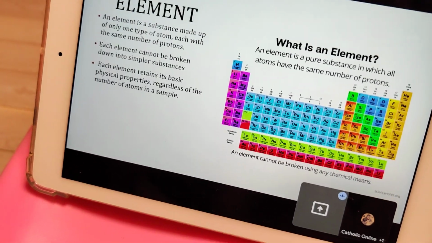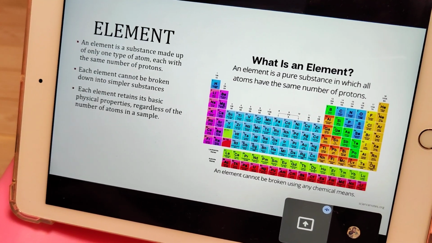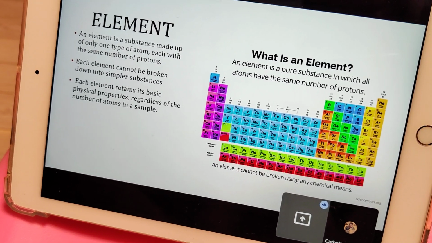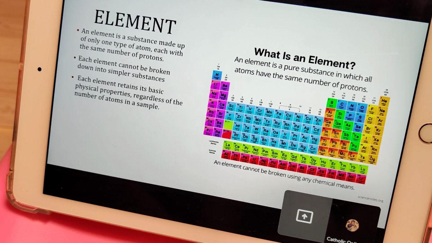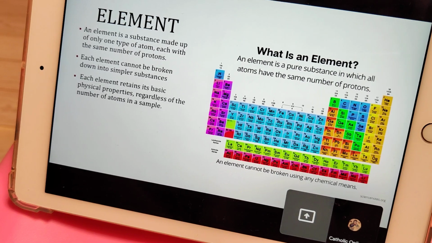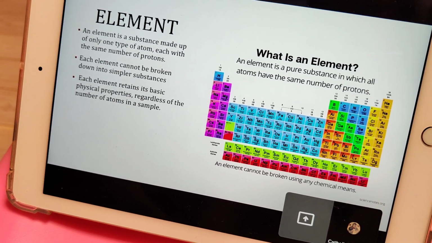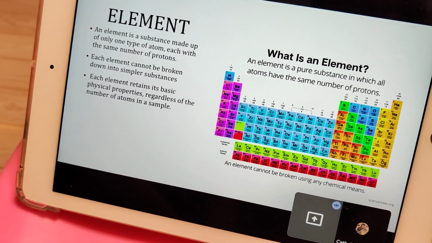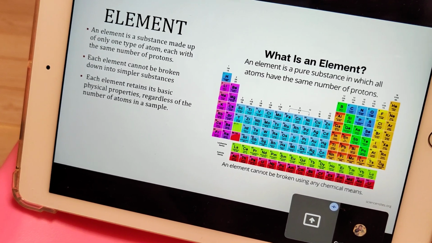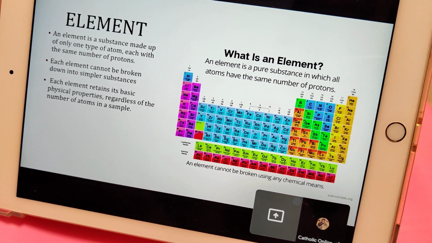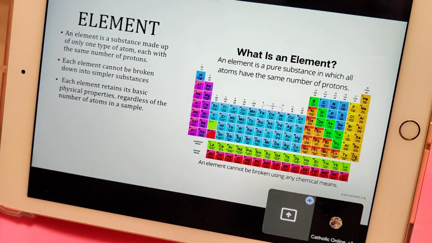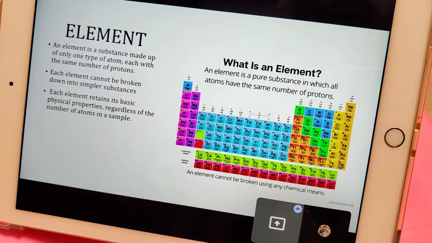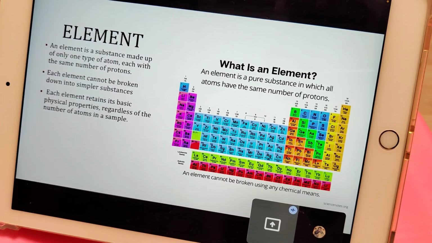So what is an element? Okay. An element is a substance made up of only one type of atom, each with the same number of protons. Each element cannot be broken down into simpler substances. Each element retains its basic physical properties, regardless of the number of atoms in a sample. What is an element? An element is a pure substance in which all atoms have the same number of protons. An element cannot be broken using any chemical means.